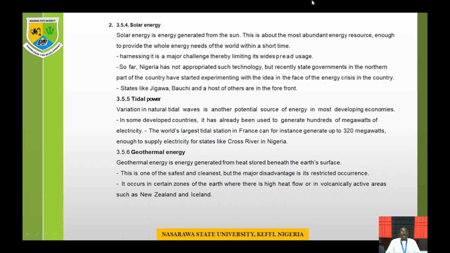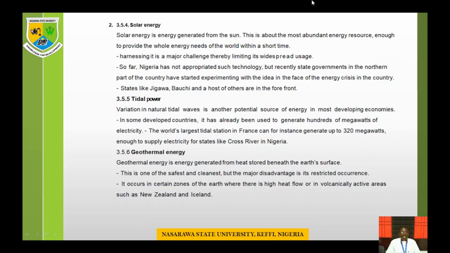Now, number 6 is geothermal energy. Geothermal energy is energy generated from heat stored beneath the Earth's surface. This is one of the safest and cleanest, but the major disadvantage is its restricted occurrence. In Nigeria, for example, we don't have much of it, except in few locations, including the Nasarawa state here, in Akiri, in Awe local government, and in Kiana, where warm springs with temperatures reaching 50 degrees have been recorded.